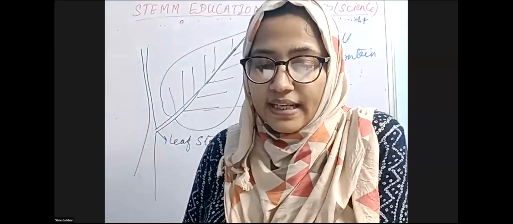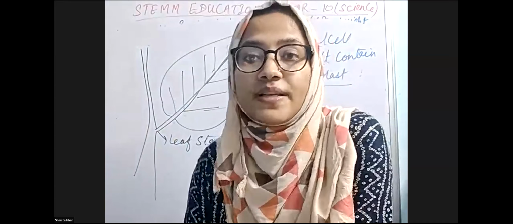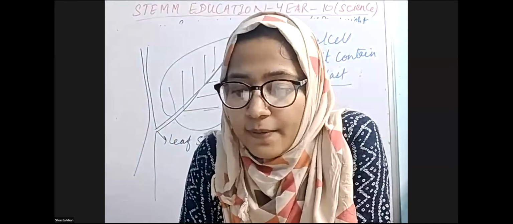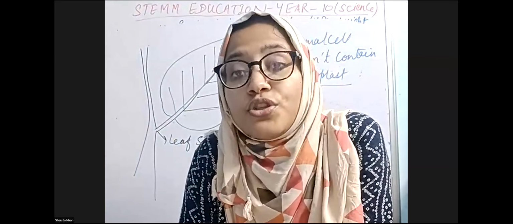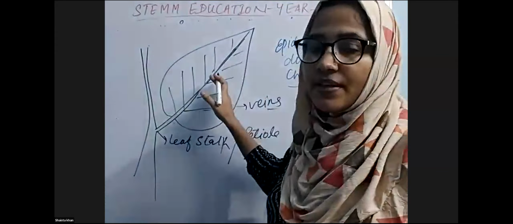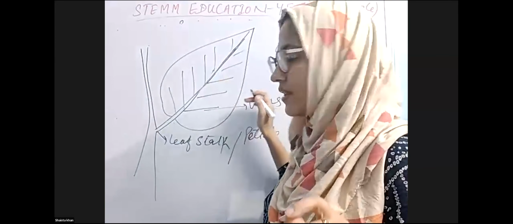Next is stomata in the lower epidermis. Stomata are present in the lower epidermis to allow carbon dioxide to diffuse in and oxygen to diffuse out. As I said, the leaf absorbs carbon dioxide to perform photosynthesis.